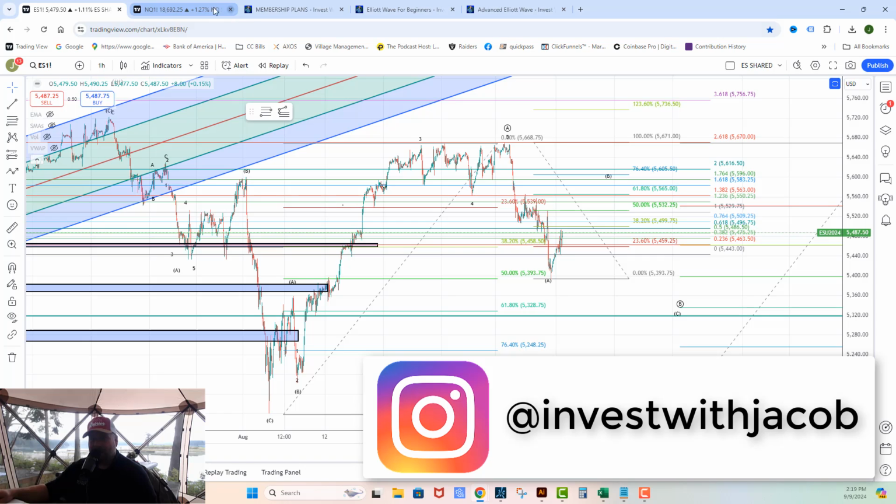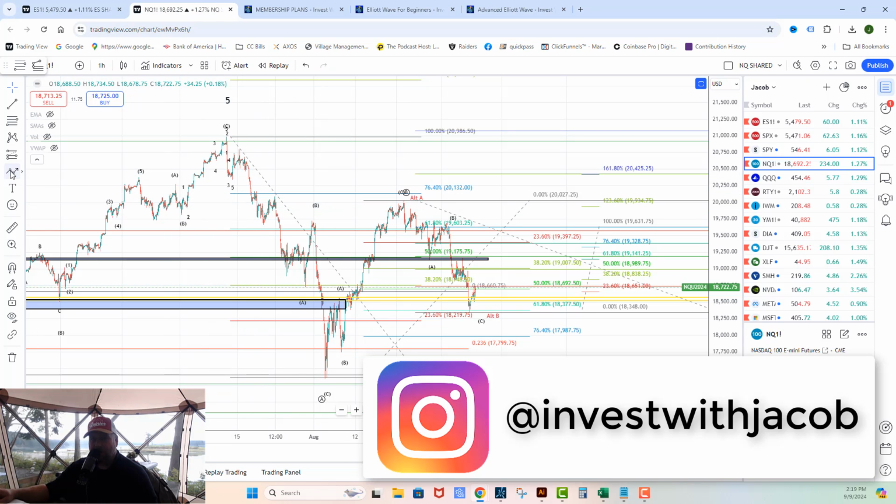On the NASDAQ, again, structure is everything. It is weaker overall. A direct drop lower would be a wave 5 of 1 of C. Any corrective bounce, we would look lower overall, and any 5-wave move, we'd be looking towards 22,000.